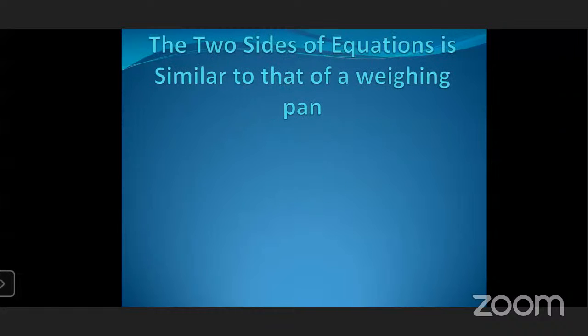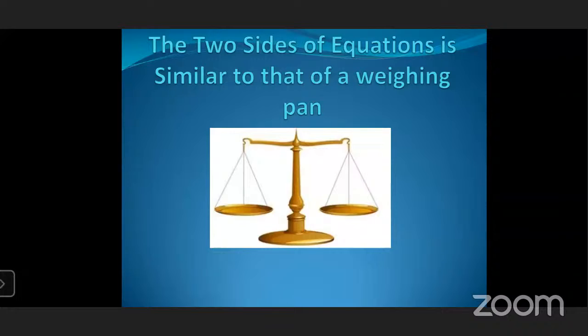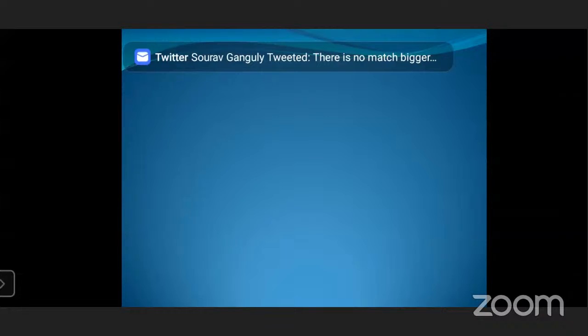So what basically we did: two sides of an equation are similar to a weighing pan. See, weighing pan, दोनों तरफ same है. See, no difference in both the pans. Both are at the same level, meaning both have equal weight. Here, in fact, we don't have any weight, so both are at equal weight. So left hand side is equal to right hand side. That's the basic of an equation we should remember.